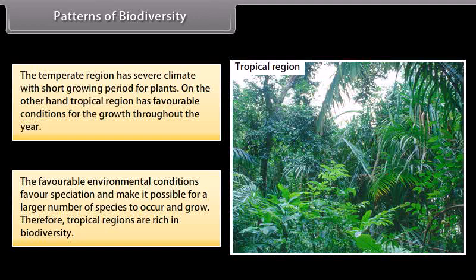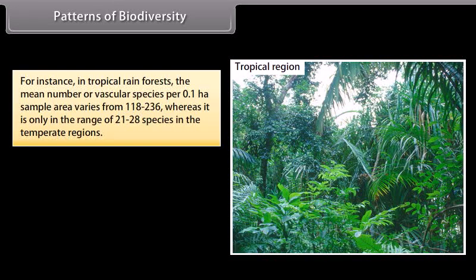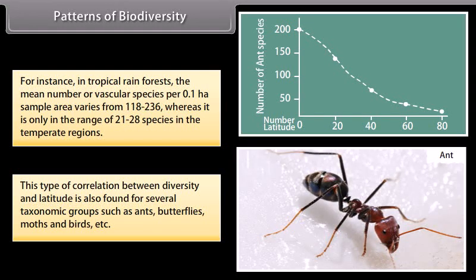Therefore, tropical regions are rich in biodiversity. For instance, in tropical rainforests, the mean number of vascular species per 0.1 ha sample area varies from 118 to 236, whereas it is only in the range of 21 to 28 species in the temperate regions. This type of correlation between diversity and latitude is also found for several taxonomic groups such as ants, butterflies, moths, and birds, etc.